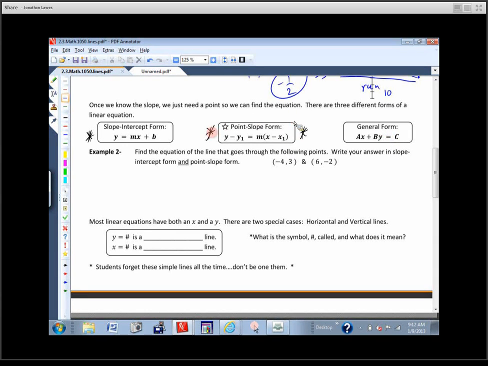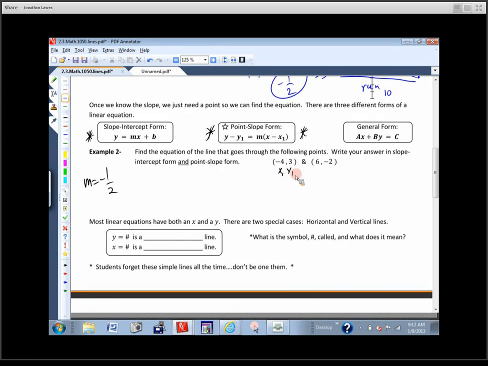So it says, find the equation of a line that goes through the following points. Write your answer in slope-intercept form and point-slope form. So you'll notice that those points should look familiar. They're the ones that we just did, aren't they? So the slope is -1/2. Now, we said in order to write the equation, you've got to have a point and a slope. Well, I've got 2 points to choose from, and since this is x1, y1, I'm going to choose that.